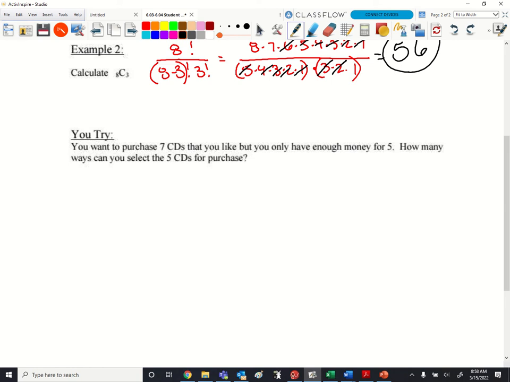Okay, so what's left on top? Divided by? 2 times 1 is? Right.